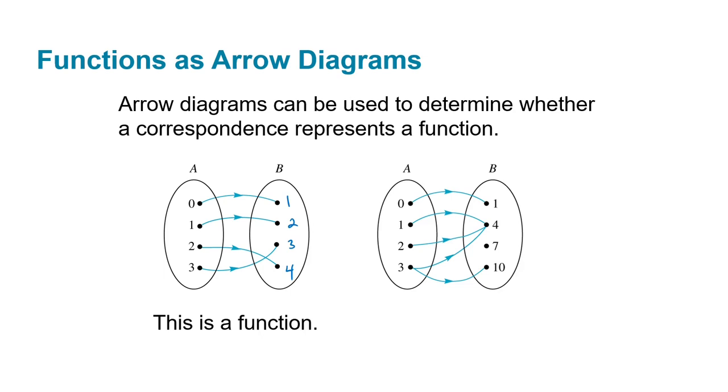Let's look at another arrow diagram. Is this a function or not? A 0 gets sent to a 1, a 1 gets sent to a 4, a 2 gets sent to a 4, and a 3 gets sent to a 4 and a 10. This is not a function because the input 3 is associated with two outputs, 4 and 10, so this cannot be a function. Remember, to be a function, for each input there's exactly one output for it.